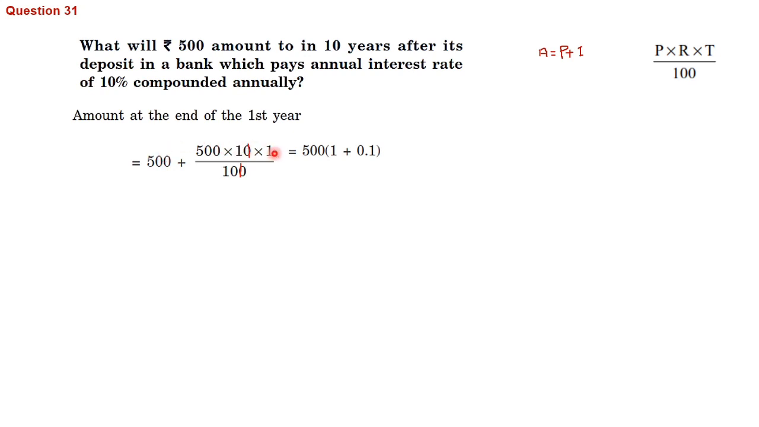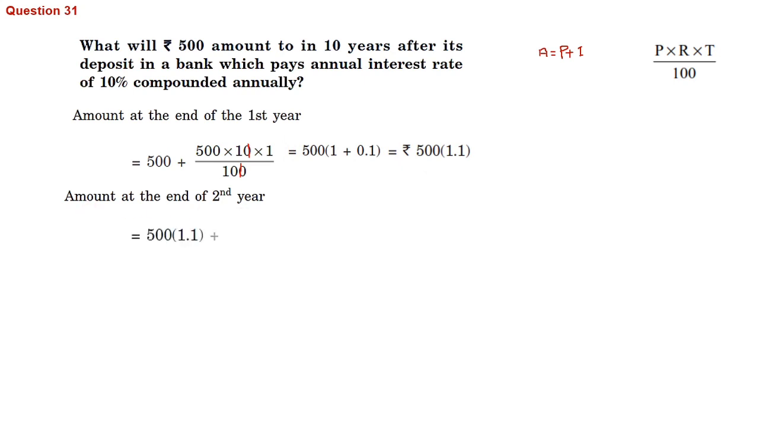1 into 1 is 1 by 10. 1 by 10 is 0.1. This is what we have calculated. That is equal to rupees 500 into 1 plus 0.1, that is 1.1. This is the amount at the end of the first year.